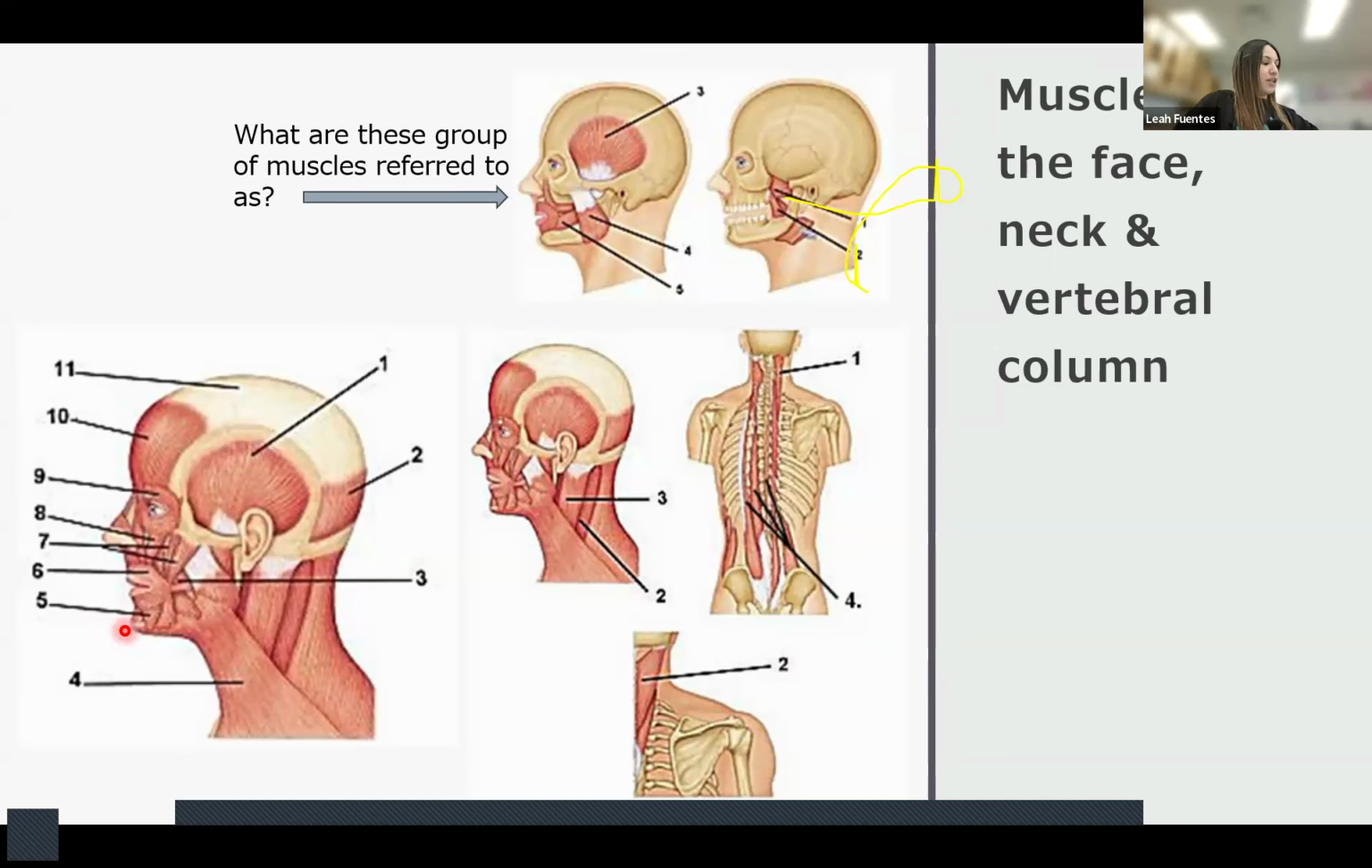The depressor anguli oris, or actually, which one is this one pointing to? Yeah, this one is the depressor labii inferioris. And then let's see, number 4 is this long muscle. Does anybody know what this one is? Platysma, good. A lot of students get this one and the trapezius confused. Platysma is going to be anterior, or at least from this specific view, it's going to be this anterior one.